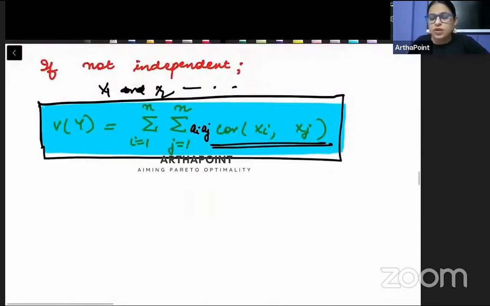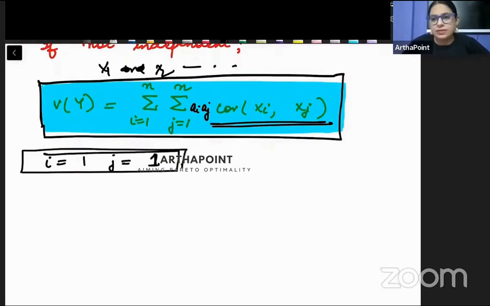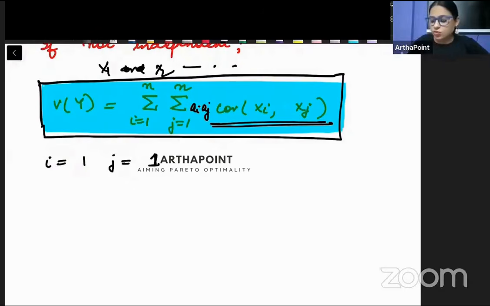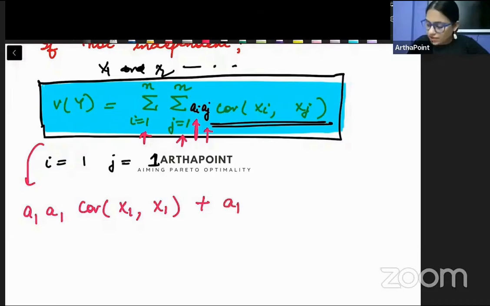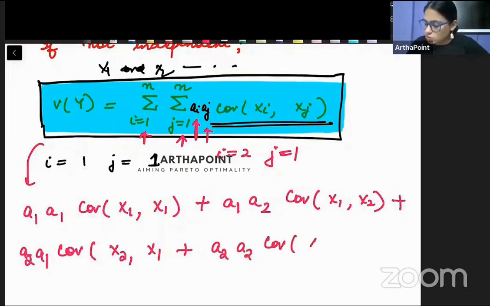Okay, let's start putting values, bache. So beta, I start with 1. If I put both i and j as 1, then in this case you can notice that here you will get a1, i is 1 and j is 1, a1 a1 covariance of x1 x1. Plus now I can put i as 1 and j as 2, so i is 1 and j is 2, covariance of x1 x2 plus. Beta, now we can also reverse: i can be 2 and j can be 1, so covariance of x2 x1 a2 a1, and then i and j can both be 2, plus a2 a2 covariance of x2 x2.